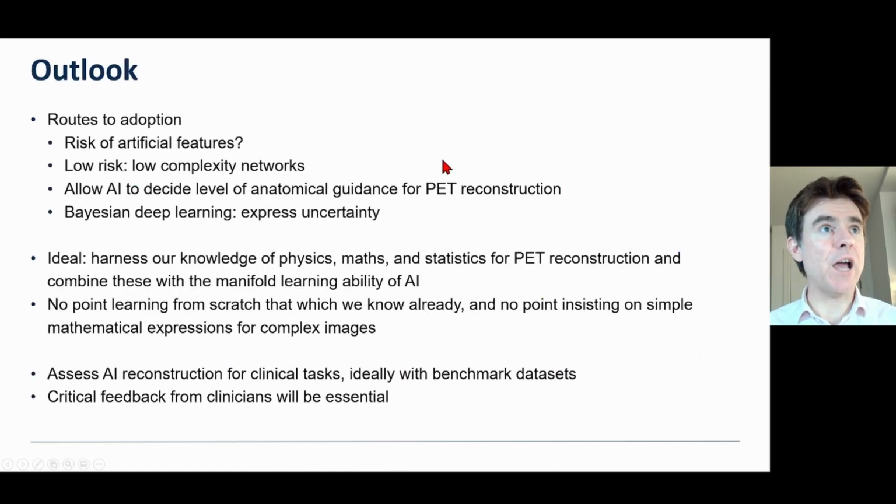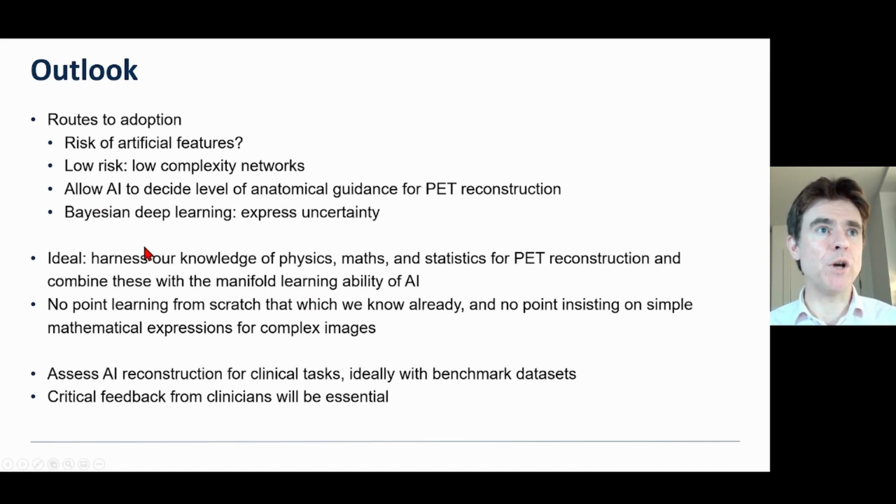So in summary, outlook, how are we going to adopt this kind of advance? Well, there is a risk of artificial features that could be cropping up in these images that could concern people. I would suggest using low complexity networks will reduce that risk. Or indeed, we could just use AI to select noise compensation level or how much anatomical guidance to use if we want to use MR guidance.